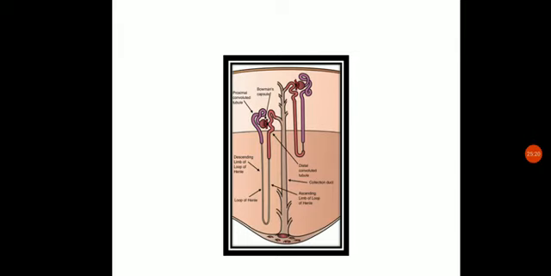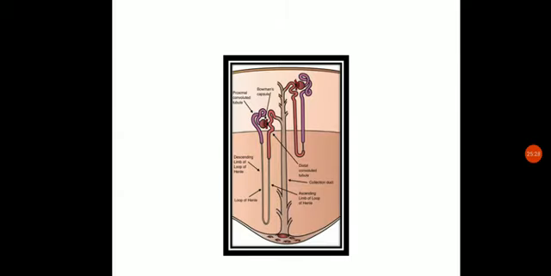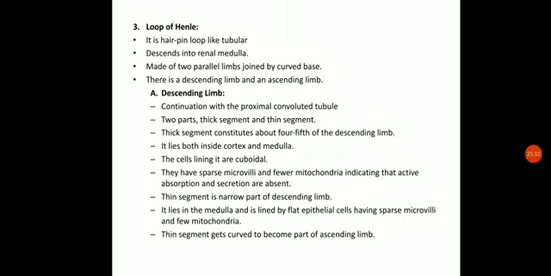Next, there is a descending limb and an ascending limb. The ascending one is the one going upper, and this is the descending one. First of all, let us start with the descending limb. The descending limb is a continuation of the PCT. So once the PCT terminates, it starts into the descending limb.